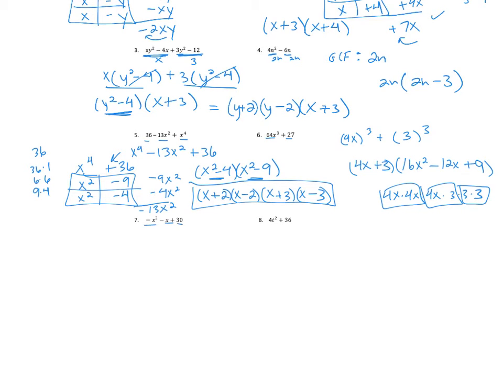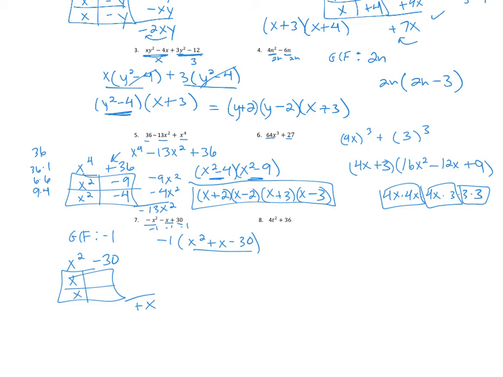For number 7, is there a common factor? Well, yeah, there's a special GCF of negative 1, so I have to factor out that negative 1 from all those terms. It's just going to change the signs, so that'll be positive and that'll be negative. Now I can see if I can factor this trinomial here, so factors of x squared and minus 30, and that's going to add up to positive x.